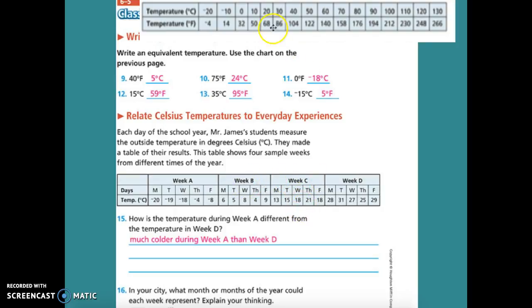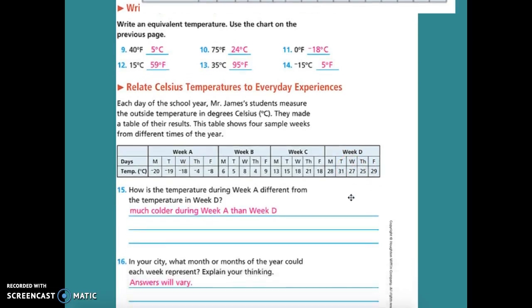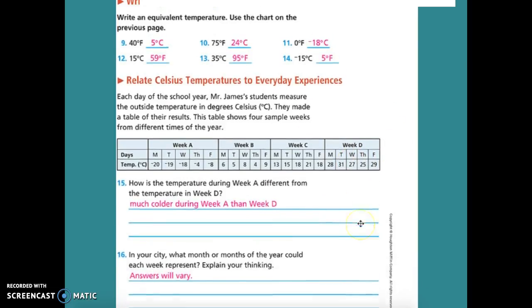So if we're looking at 21 degrees, it's about 68, 69 degrees, so May or June. And then this like 31 is over here. This is the hot stuff. So this would be like July, August, right? Those hot months. So you can kind of use these to kind of guesstimate.